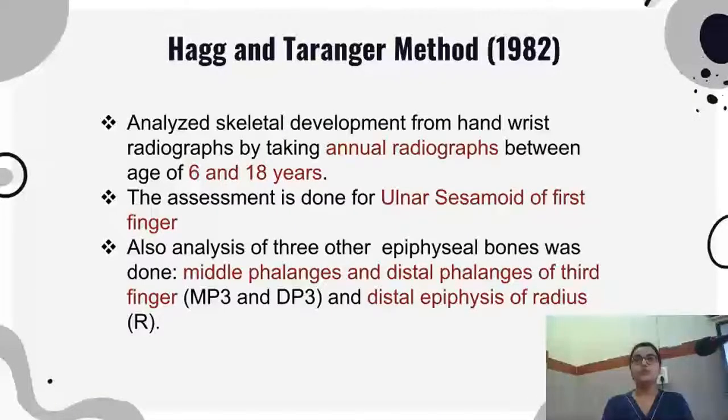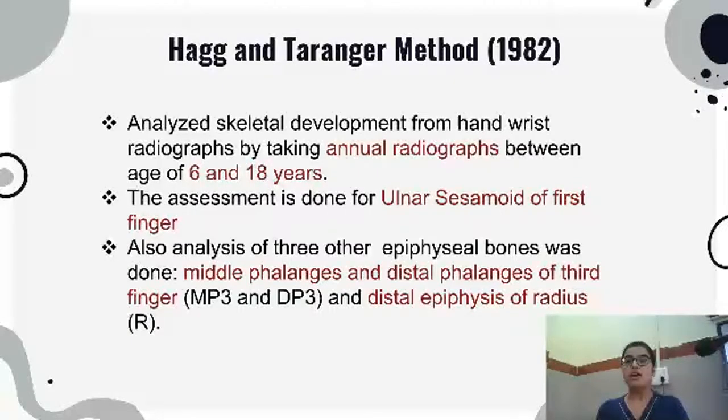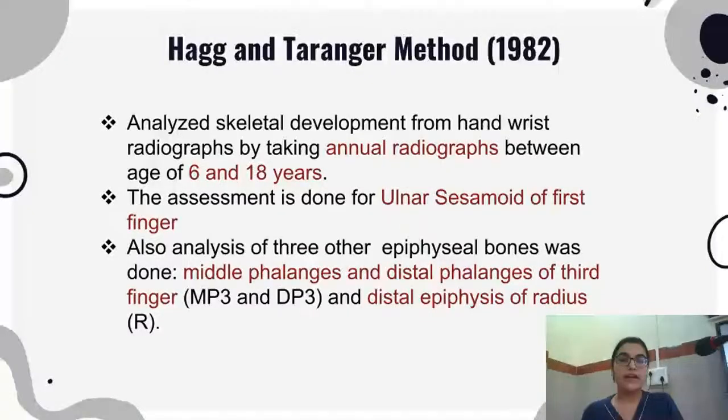In 1982, Hagg and Taranger carried out a longitudinal study on 212 Swedish children, and they analyzed skeletal development from hand-wrist radiographs by taking annual radiographs between the ages of 6 to 18 years. The assessment is done for the ulnar sesamoid of the first finger. Also, the other three, that is the middle phalanx, the distal phalanx of the third finger, and the distal epiphysis.